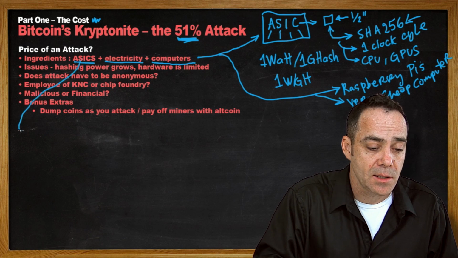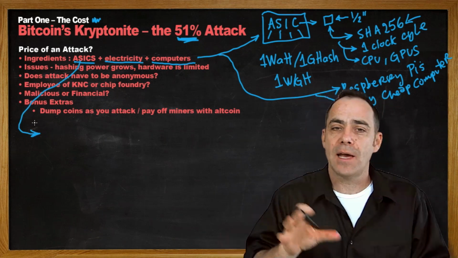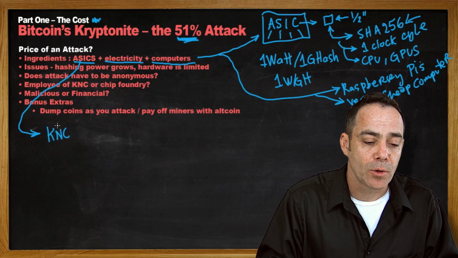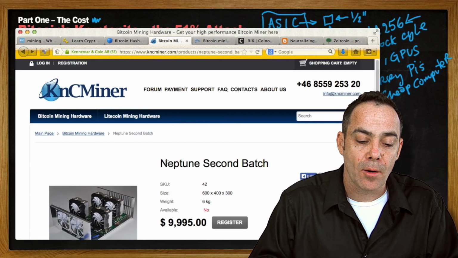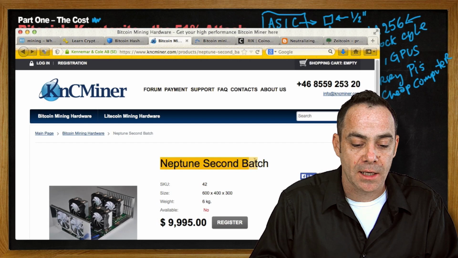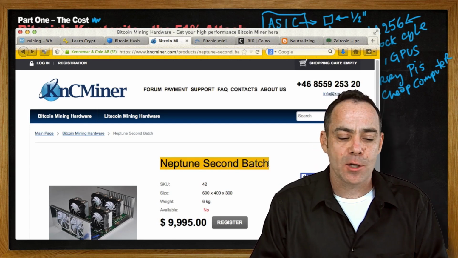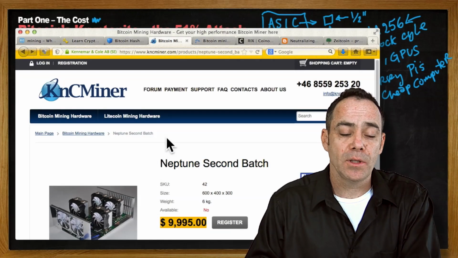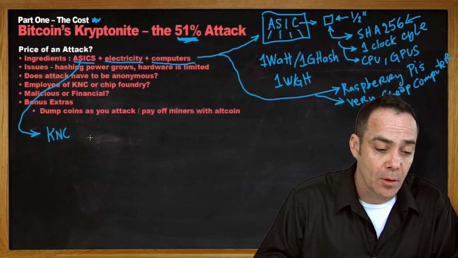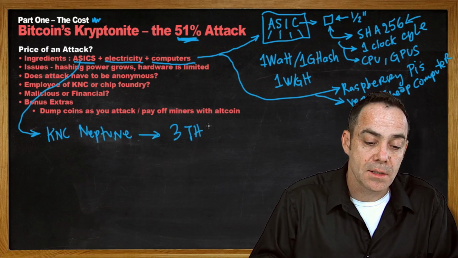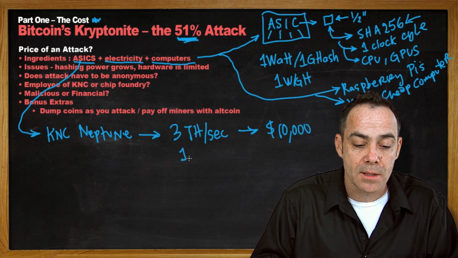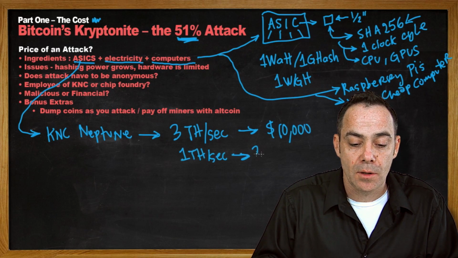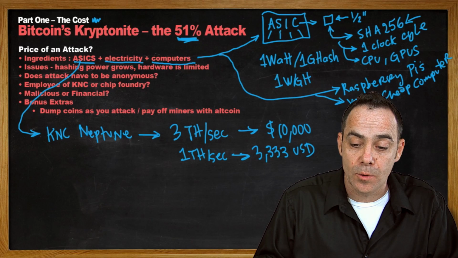In terms of buying ASICs, there are a number of companies now offering the fastest ASICs available, and to get our baseline numbers, we're going to look at KNC. So let's hop online. Here we are at KNC Miner's page. They're about to release Neptune's second batch, which is a 3 terahash miner for $10,000. That's really all the numbers we're going to need from KNC. So the KNC Neptune gives you 3 terahashes per second for 10,000 USD. You can think of 1 terahash per second as costing you 3,333 USD.